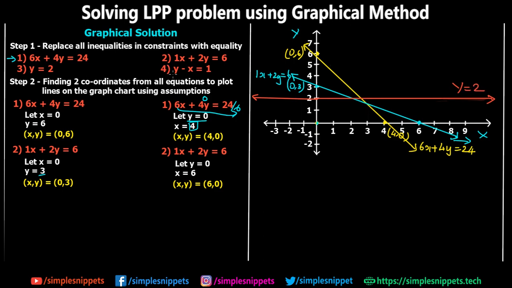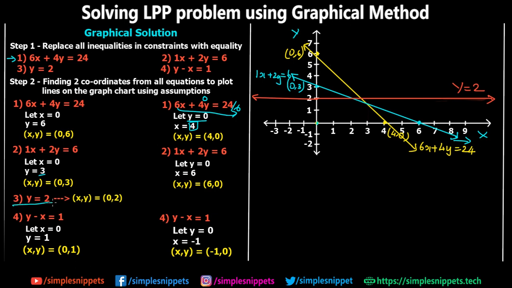So this was line number 3 or equation number 3, which we plotted in red. And lastly, we have the fourth line, which is y minus x equals 1. So in this case, when we assume x as 0, we get y as 1. So we get the first coordinate as (0, 1). But the second time when we assume y as 0, we get x as minus 1, because you can see there is a minus sign over here. So the next coordinate that we get is a negative x value and a 0 y value.